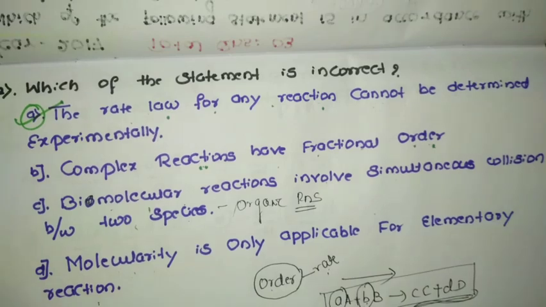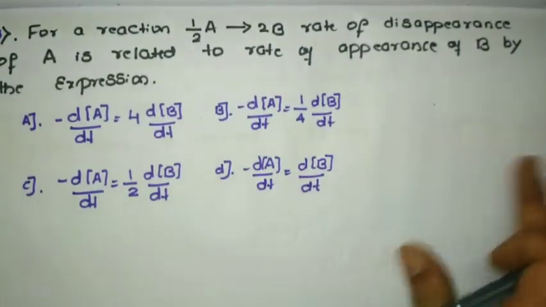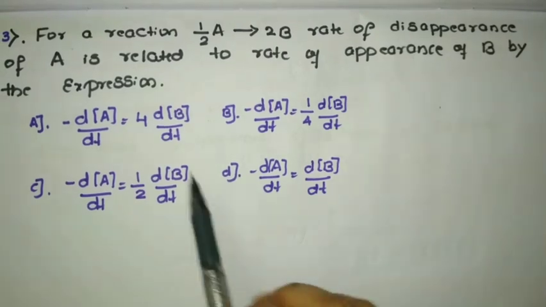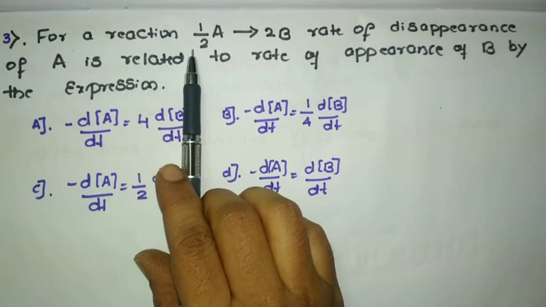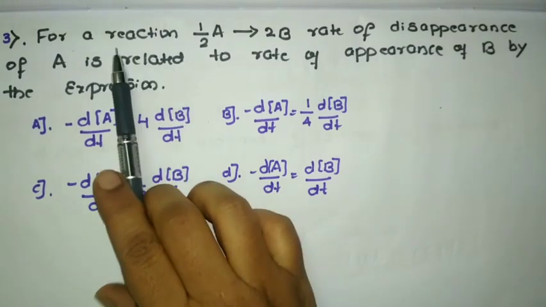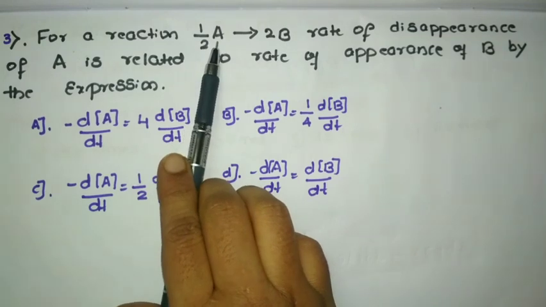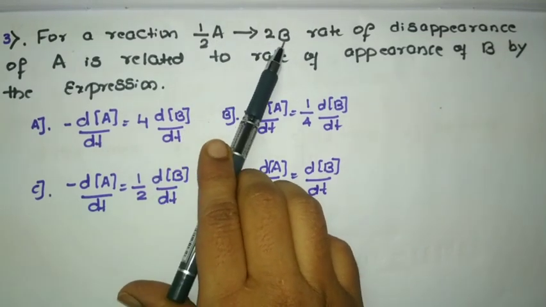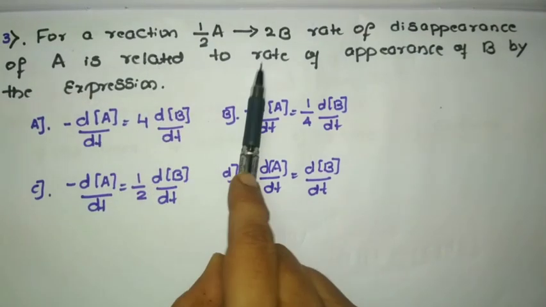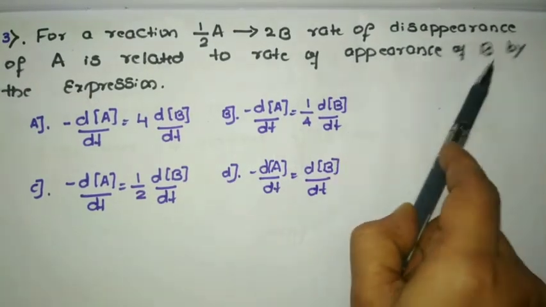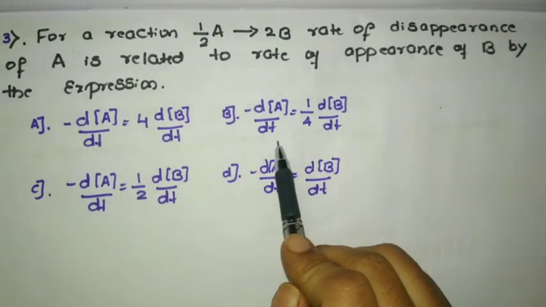So the second question of 2017 was a simple question. And the third question you could see here is for a reaction. Such types of questions have appeared in 2016 also. The reaction they have given is half mole of A gives 2 moles of B. The rate of disappearance of A is related to the rate of appearance of B by the expression, where they have given 4 expressions over here.